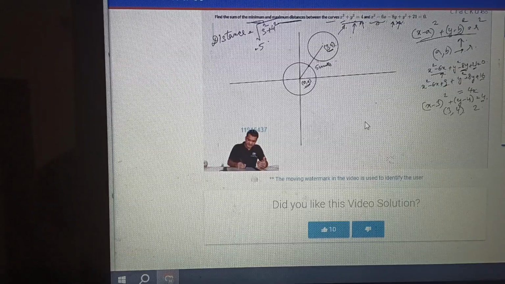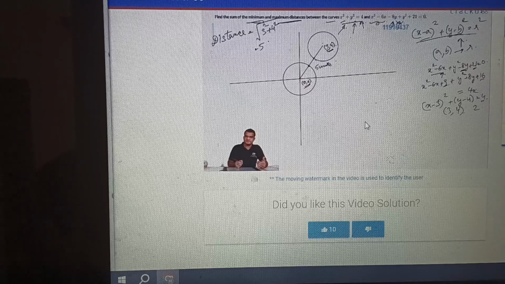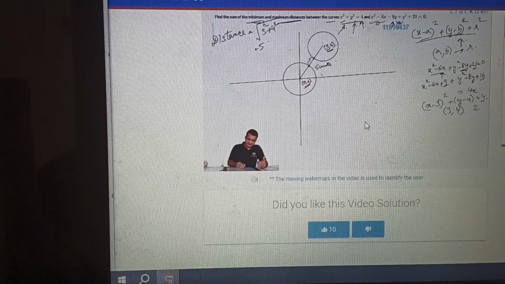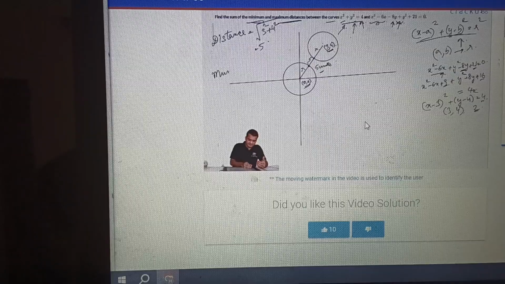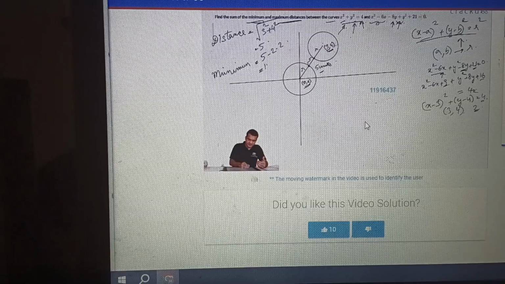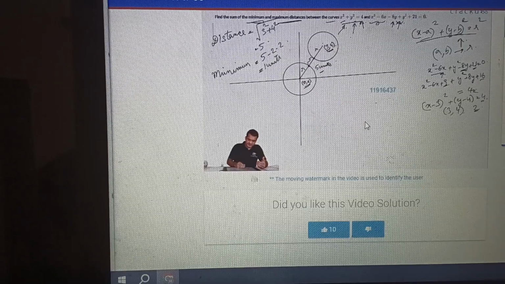So as you can guess by now, the minimum distance between both of these circles is equal to 5 minus 2 times the radius. And the radius of both the circles is 2 units. So the minimum distance between these two will be equal to 5 minus 2 which is equal to 1 unit. This is the minimum distance.